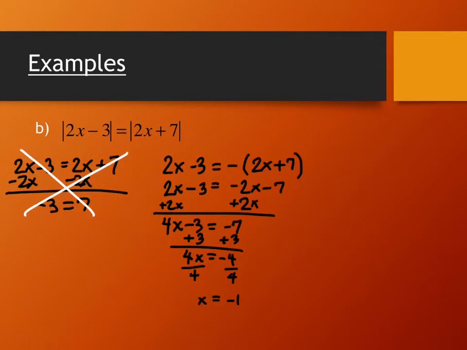And we want to check to make sure that that's true. Okay. So if I plug negative 1 into the equation, 2 times negative 1 would be negative 2. Negative 2 minus 3 would be negative 5. And then the absolute value of negative 5 would be 5.